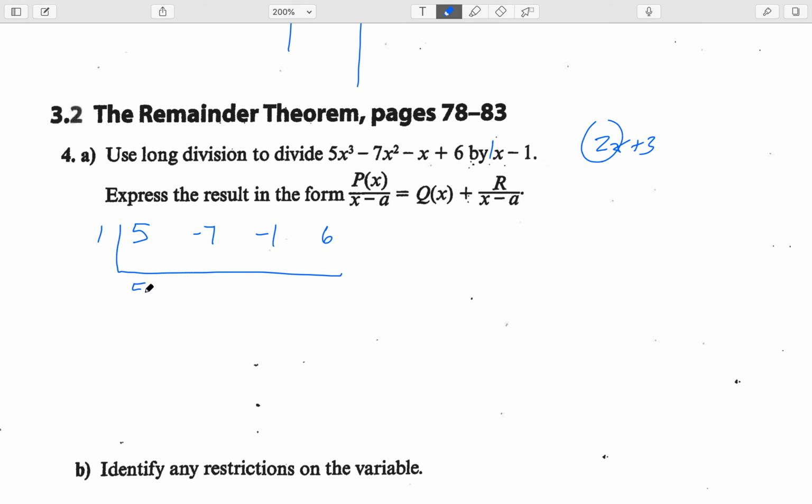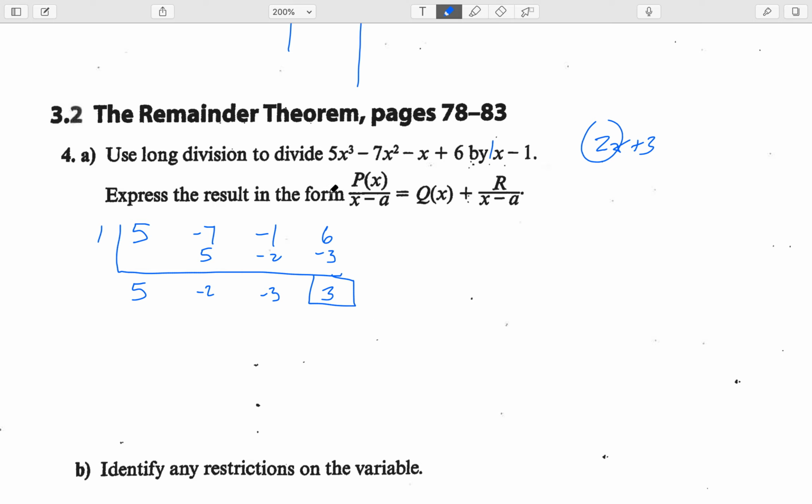So 5 comes down. 1 times 5, 5. Add them up, negative 2. 1 times negative 2, negative 2. Add them up, negative 3. 1 times negative 3, negative 3. Add them up, 3. So this becomes the remainder. And this becomes the quotient.